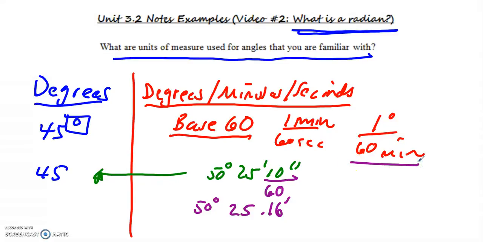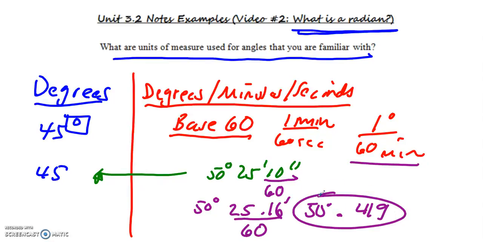Because of this conversion rate, if we wanted to change these minutes, 25.16, to degrees, we would take the 25.16, divide that by 60 as well, and leave the 50 alone because we're going to convert this to degrees. 25.16 divided by 60 ends up getting you 0.419. So now these are in degrees. So my answer in degrees would be 50.419 degrees. Now, some of you might be saying, wow, do we have to do that? Why did you show us that?